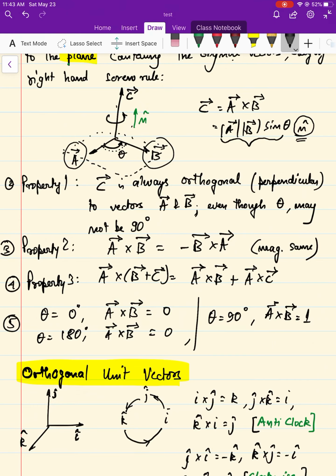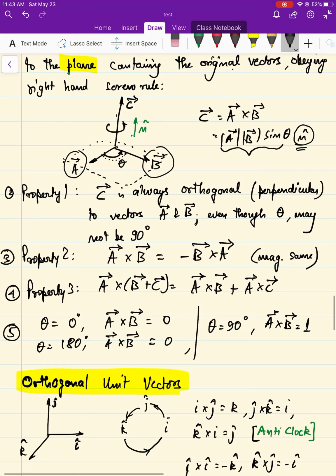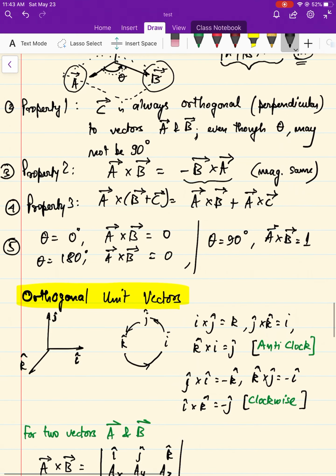Property 2, which I said in the previous discussion, is that this is not commutative, which means A cross B is not equal to B cross A, rather A cross B equals minus B cross A. They have the same magnitudes, and this is important, but their directions are opposite. So one normal is in one direction, and the other normal, when you multiply in a negative way, means that if you do B cross A, your normal would be in the reverse direction, although it has the same magnitude.